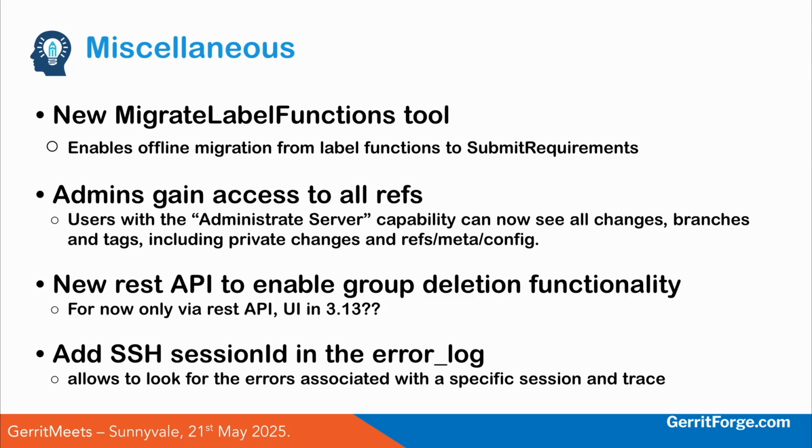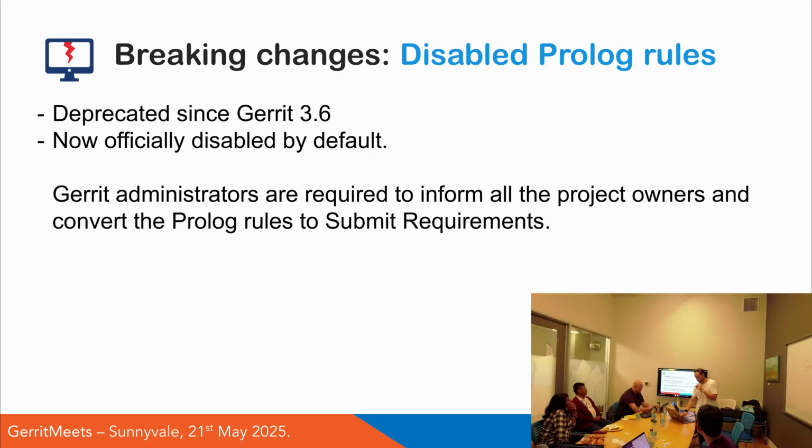That's it for the cool stuff. A few notes on breaking changes. So we've got deprecated Prolog rules are disabled. That was my fault. If you've got to complain, come to me. I did that. They've been deprecated since 3.6, so I thought it was about time that we actually disabled them by default. So you can't add any more Prolog rules. I don't want to say something stupid, but if you try and add a new rules.pl, it might actually stop you from doing that.